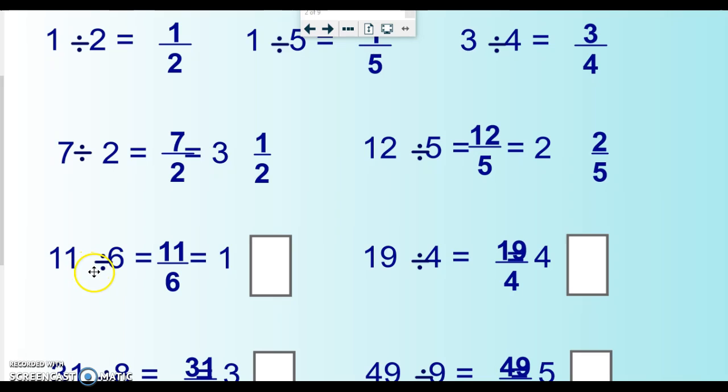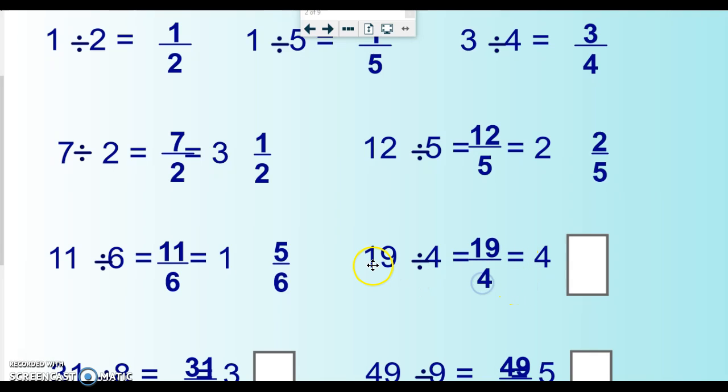We have 11 divided by 6, which in fraction form looks like 11 over 6. So if we look at this, 6 can go into 11 one time. And how much is left over? 11 minus 6 is 5. So we've got 5/6.